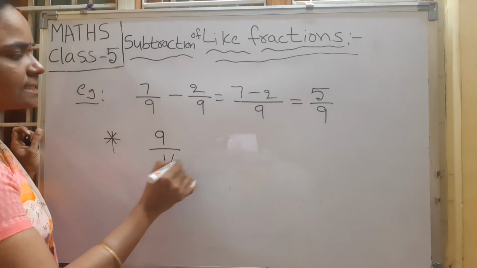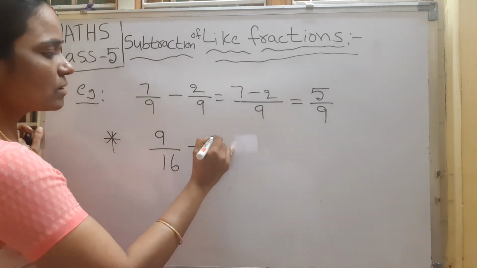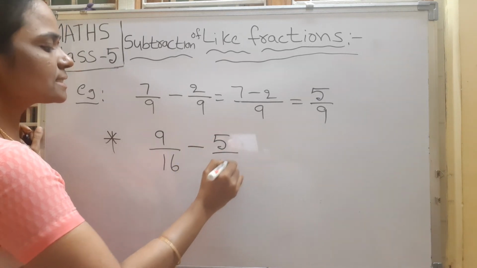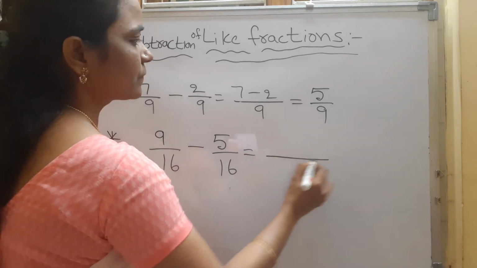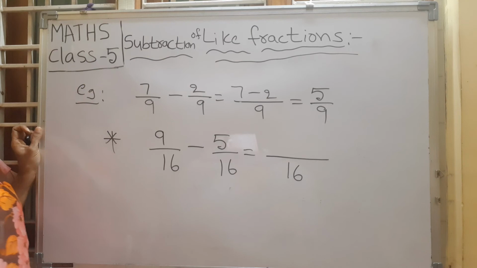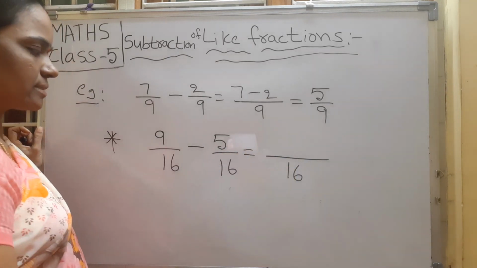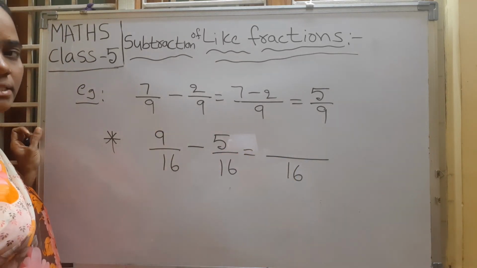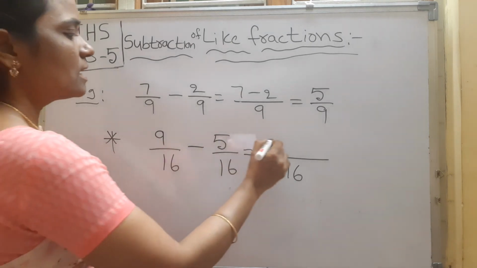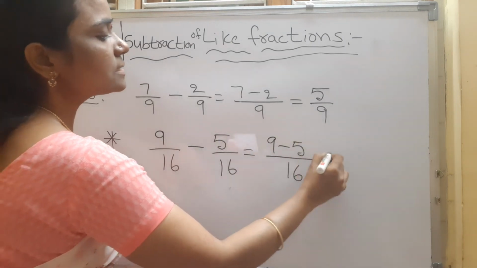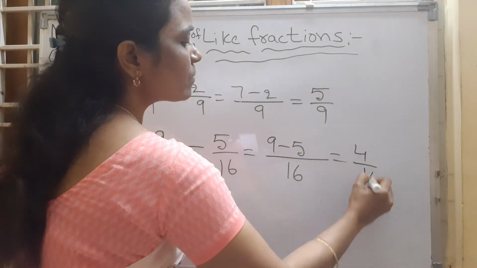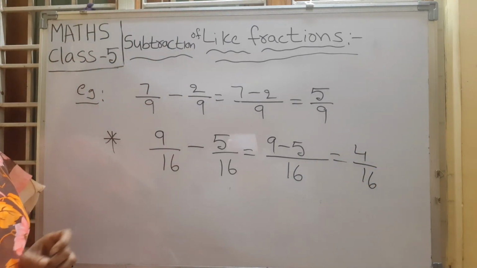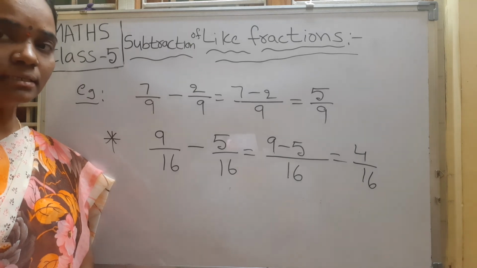9 by 16 minus 5 by 16. What is the answer? We know that denominator is common. Just subtract the numerators. All these are the like fractions. It is very easy to subtract. 9 minus 5. What is the answer? 9 minus 5 is 4. 4 by 16 is the answer. Have you understood, children? Yes.